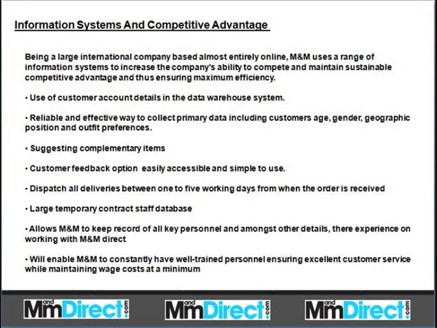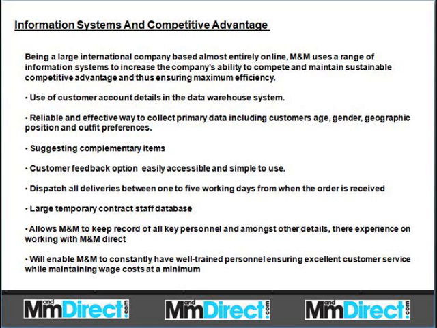Suggesting complementary items is another option available at M&M Direct website. The option to select complementary items to the one that is being viewed will act as a further incentive to purchase a complete outfit or other corresponding accessories. Consequently, the stress and purchase time decreases and will engage the customer in further transactions. With the feedback feature, the customer will be more inclined to give feedback regarding their purchase experience, allowing M&M Direct to improve the service provided and hence maintain competitive advantage.